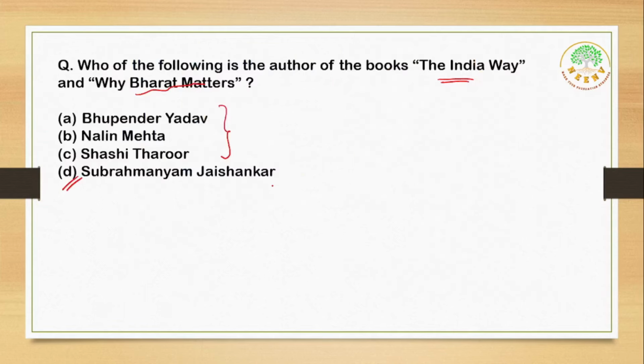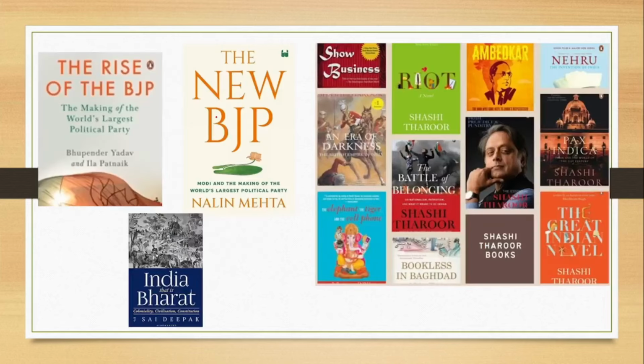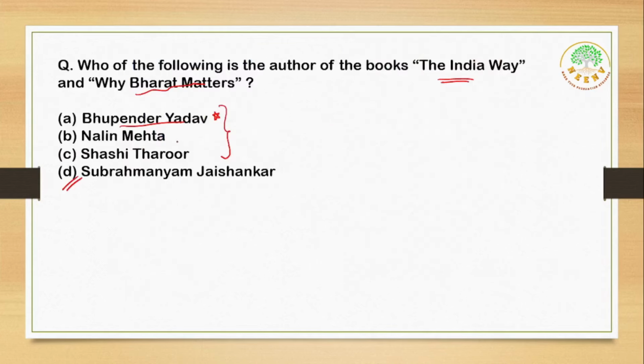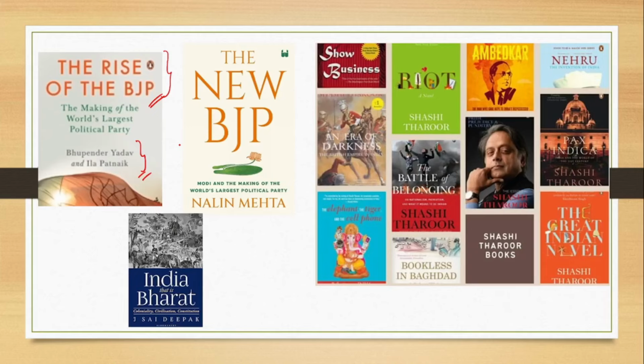And in the options, there is a mention of Bhupender Yadav. Mr. Bhupender Yadav is a BJP member, and in the recent Lok Sabha elections, he won as MP, and currently he is the environment minister. So he wrote a book called The Rise of the BJP. And in option 2, we have Nalin Mehta. Nalin Mehta is a political scientist, and he also wrote a book about BJP called The New BJP.